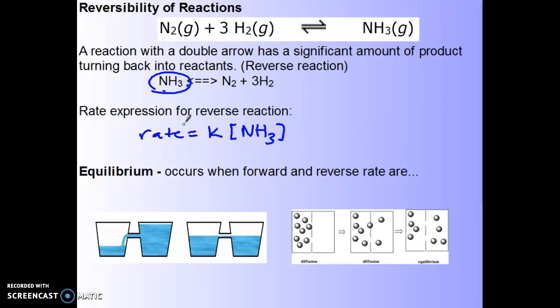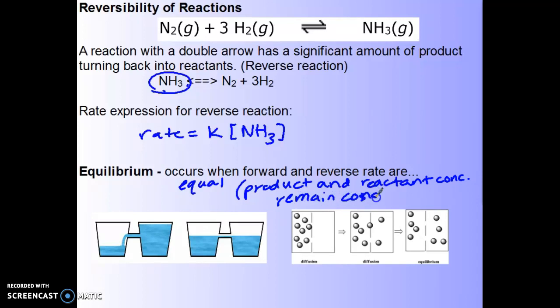And depending on whichever rate is smaller, will tell us in which direction or which side will have a higher concentration at what we call equilibrium. And equilibrium is something that occurs when the forward and reverse rate of the reactions are equal to one another. So that means that product and reactant concentrations remain constant at equilibrium, because just as much reactant is trying to form product as product trying to go back to reactant.